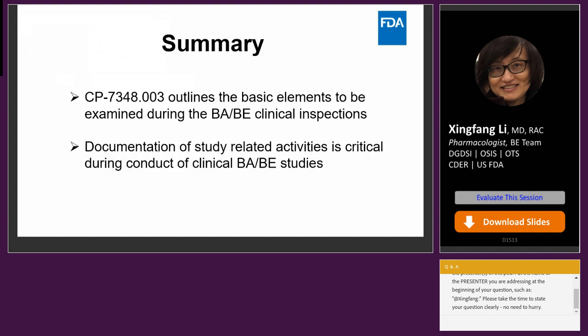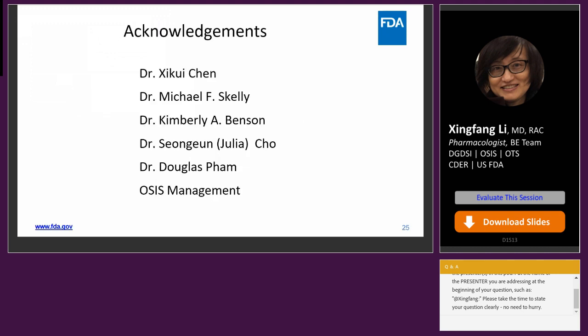Here is a summary of my talk. CP 7348.003 outlines the basic elements to be examined during the BABE clinical inspection. There are a minimum of 11 components. Documentation of study-related activities is critical during the conduct of a clinical BABE study.